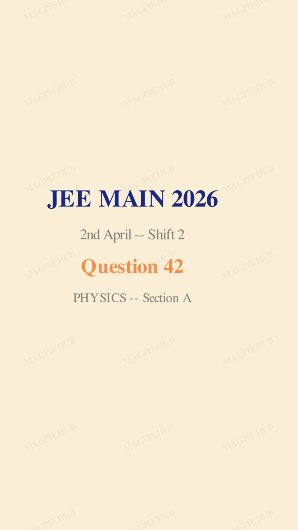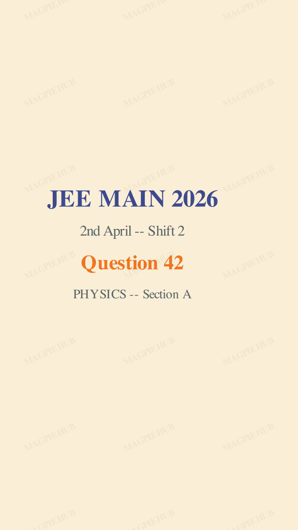JEE Main 2026, 2nd April Shift 2, Physics Section A, Question 42. Let's visualize the circuit. We have an LCR series circuit with an AC source V equals V0 sin 300t.